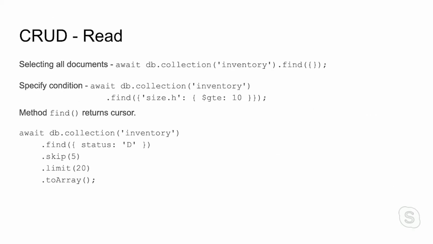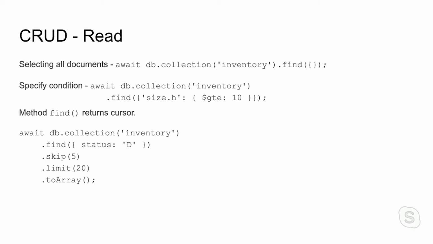Read. So again, you've got some database instance, and you say collection, the name of the collection, and you've got that find, into which you just put a JSON, which is the query of the data. In this case, an empty object. It matches every document, so it will return you all the documents in the collection.